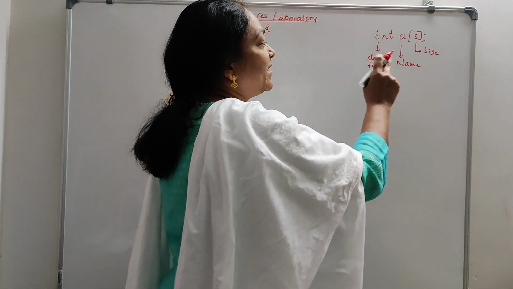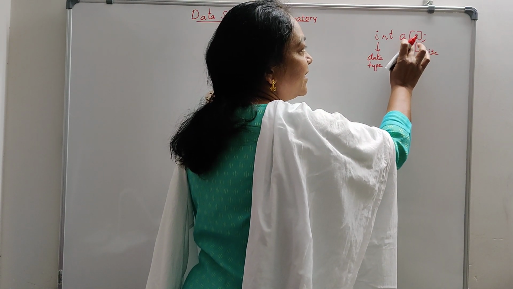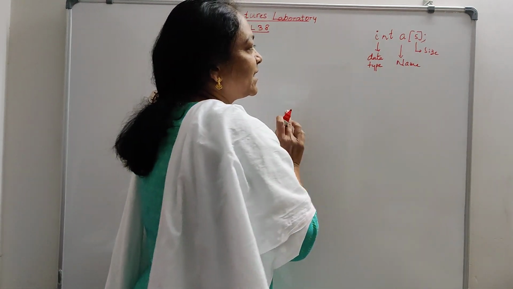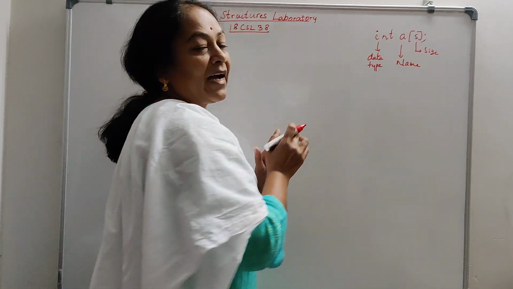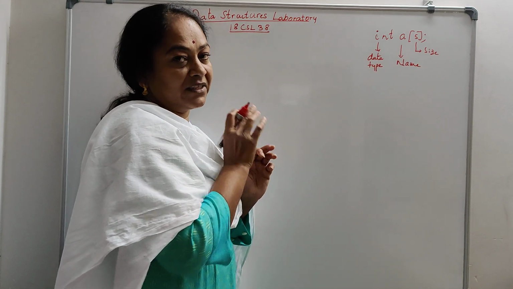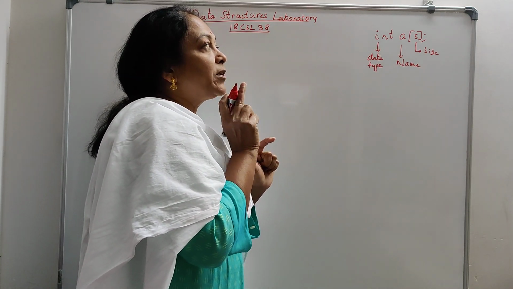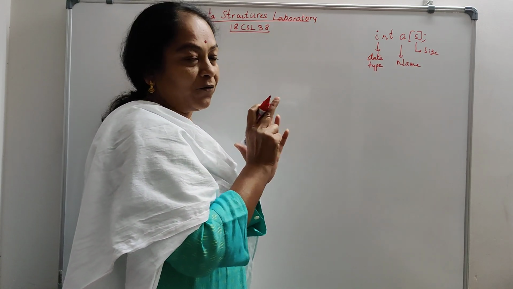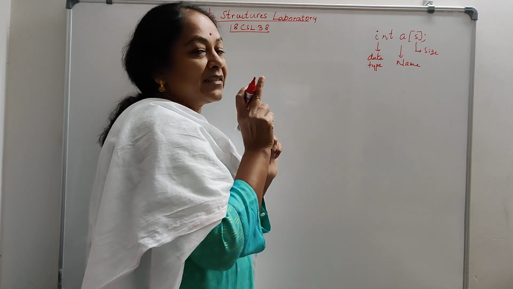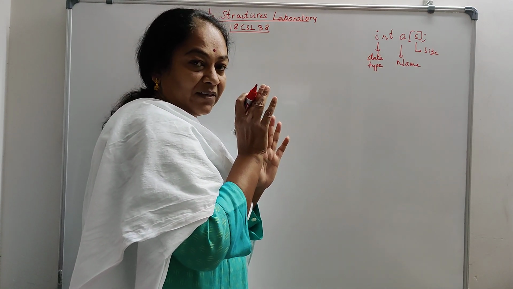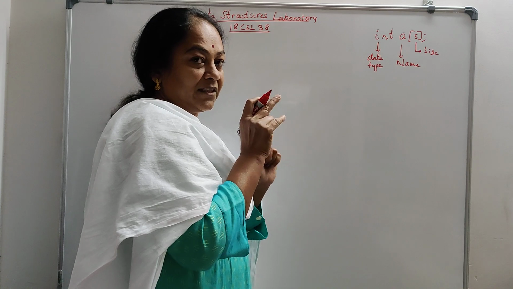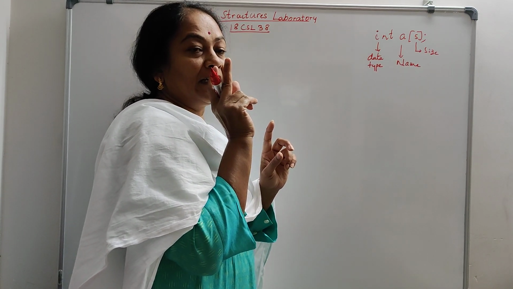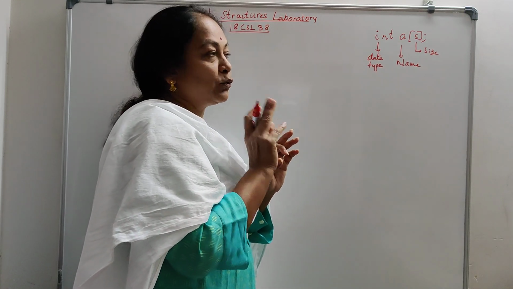How many elements will be there in the array? That is determined by the number in the square brackets. So this is the size, and all these 5 elements have the same data type, integer. When the computer comes across this statement, it will reserve memory for these elements. Suppose the computer is a 32-bit computer, then an integer takes 2 bytes of memory.